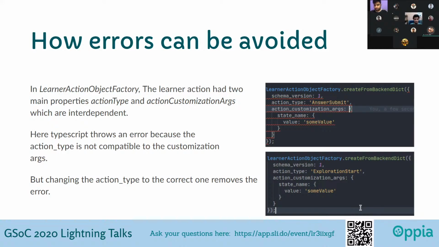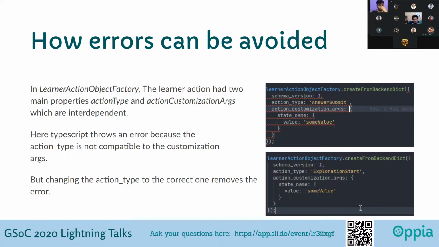So here is an example of how TypeScript can be helpful to spot bugs. There is a file, learner action object factory. It had two properties, action type and action customization args, which are interdependent. That is, there are different schemas for action customization args for different action types.